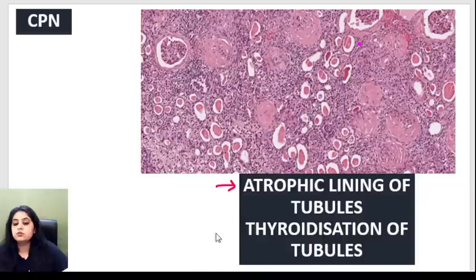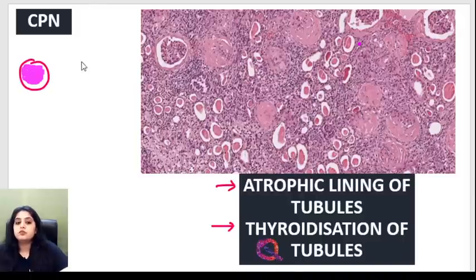Let's draw it out. There are two things that you'll see in a tubule. Normally, a tubule has some kind of a cuboidal epithelium, but in this case, what happens? There is no epithelium. See, normally epithelium is there. In this case, there is no epithelium, so I can say atrophic lining. Number two, the atrophic tubule is filled with pink material, known as thyroidization of the tubules. Very famous question in the exam.